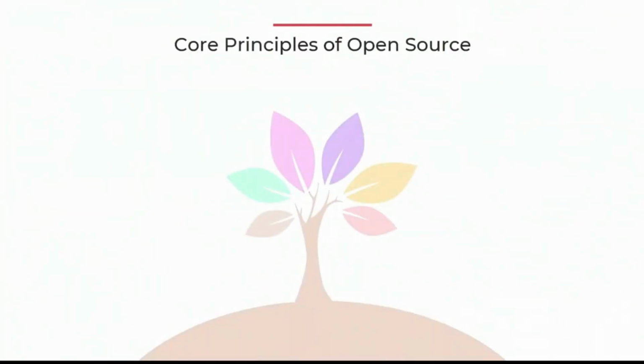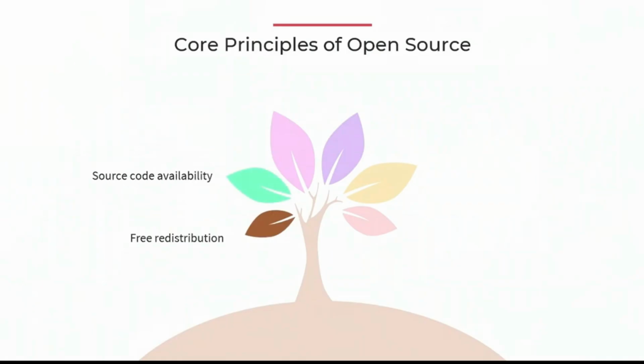So, what does it mean for anything to be open source? There are a few core principles that define open source projects. These aren't just rules. They're values shared by people who believe in community-driven software development. Free redistribution is the first principle. This means you are free to use the software, share it, and even sell it without paying the original creators.